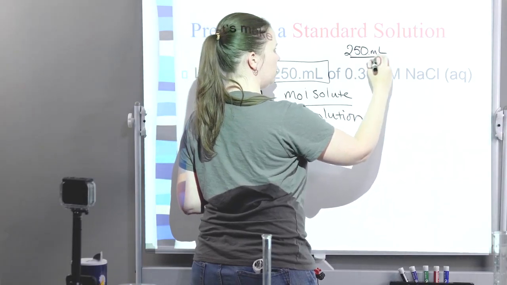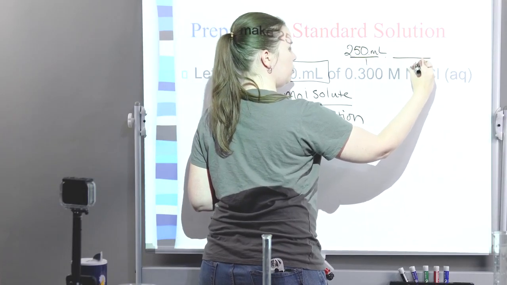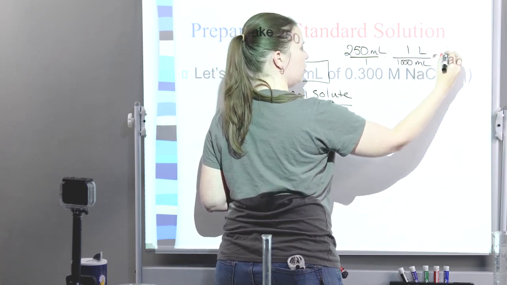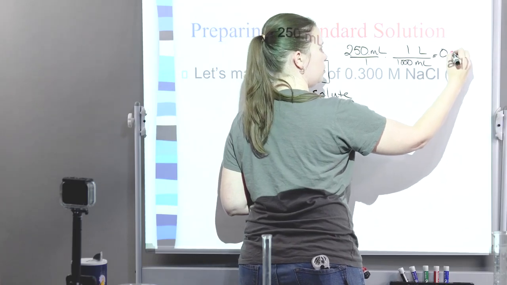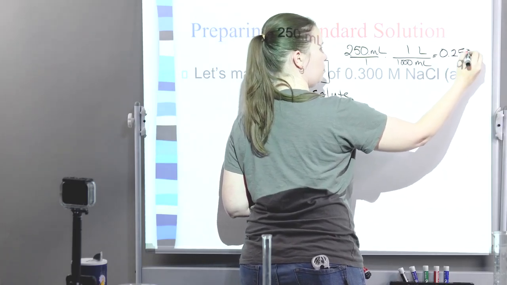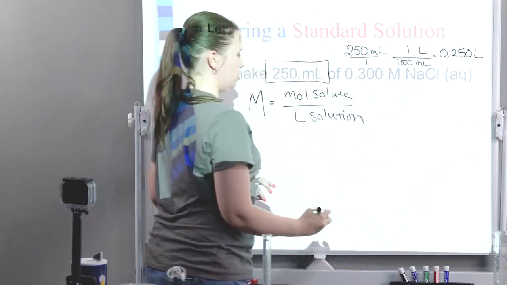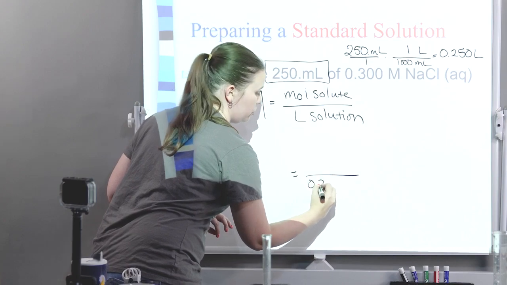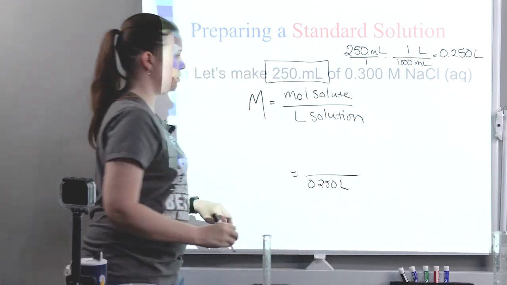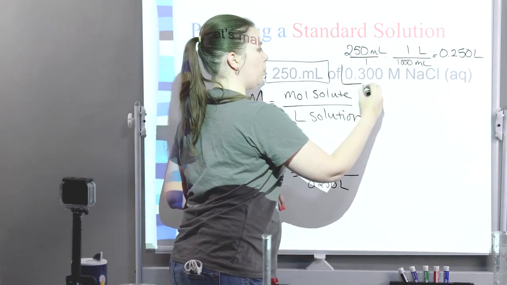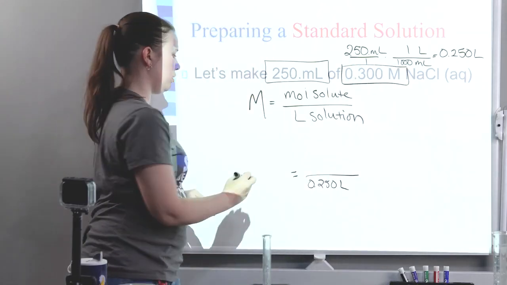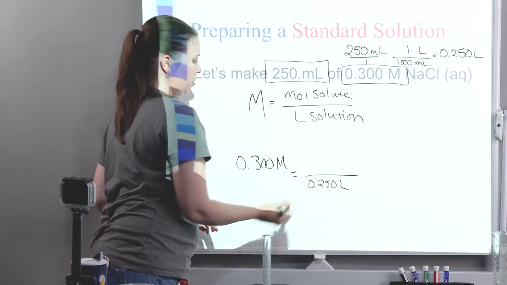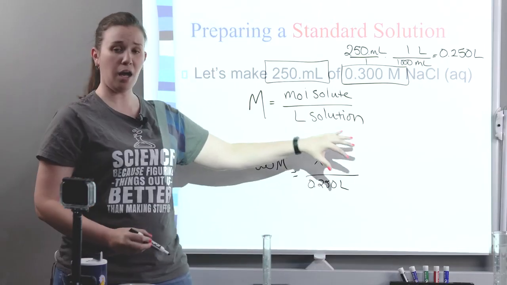250 milliliters over 1. So I'm going to put milliliters on the bottom and liters on top. And there are 1,000 milliliters in a liter. So you may know this basically means we are moving the decimal place back 3 places to get the liters. So that's what I'll plug in on the bottom: 0.250 liters. The other thing I'm given is the 0.300 molarity. So I'm going to plug that in on the left. The thing I don't know would be on the top.